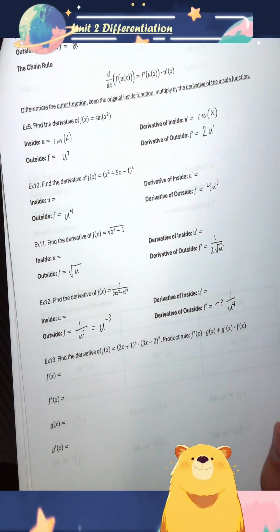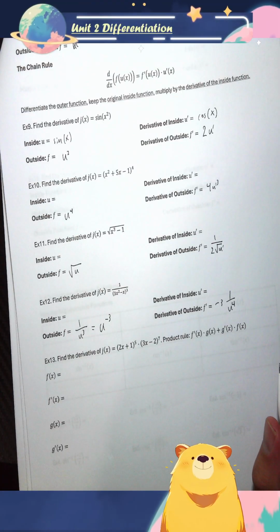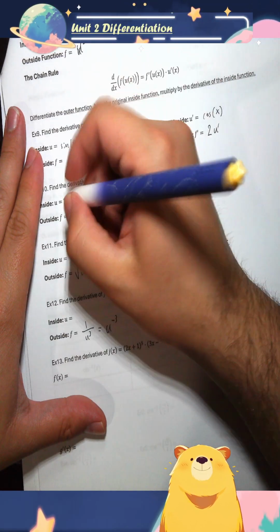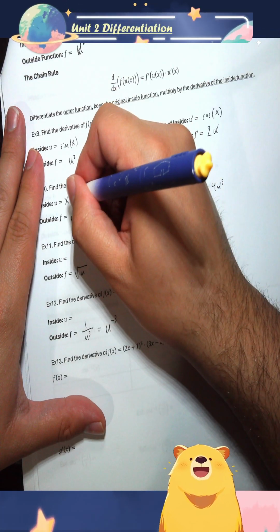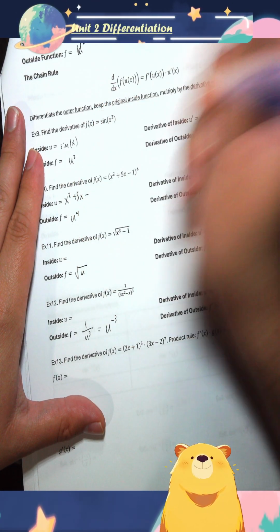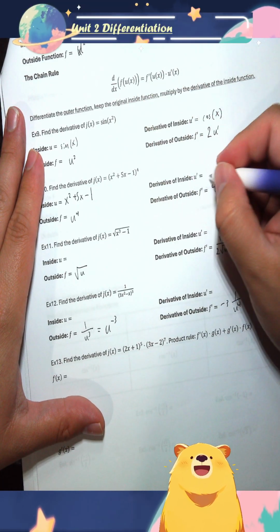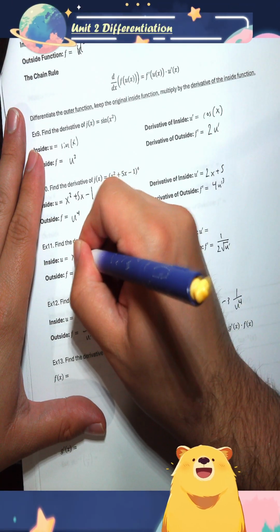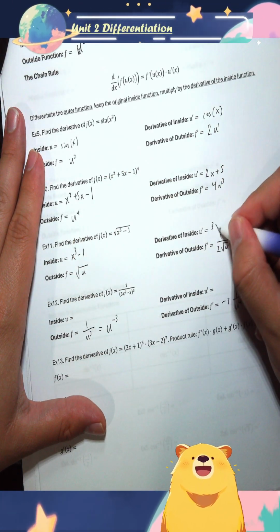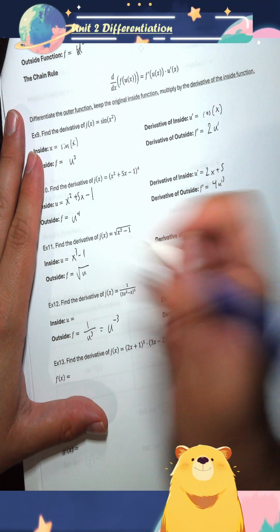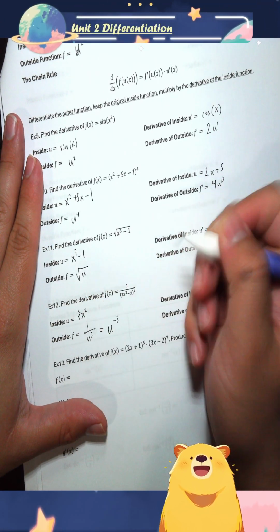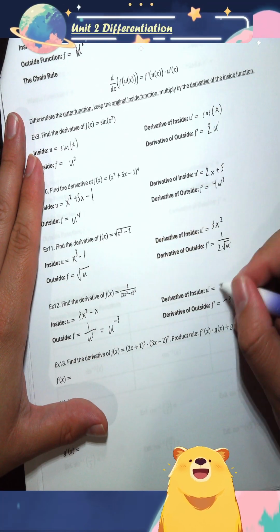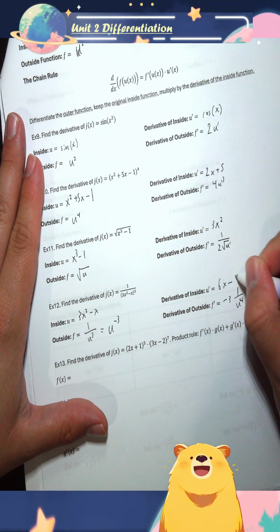All right. Now the innermost. X squared plus 5x minus 1. That derivative is going to be 2x plus 5. Over here, x cubed minus 1. That derivative is going to be 3x squared. Over here, we have 3x squared minus x. That derivative is going to be 6x minus 1.